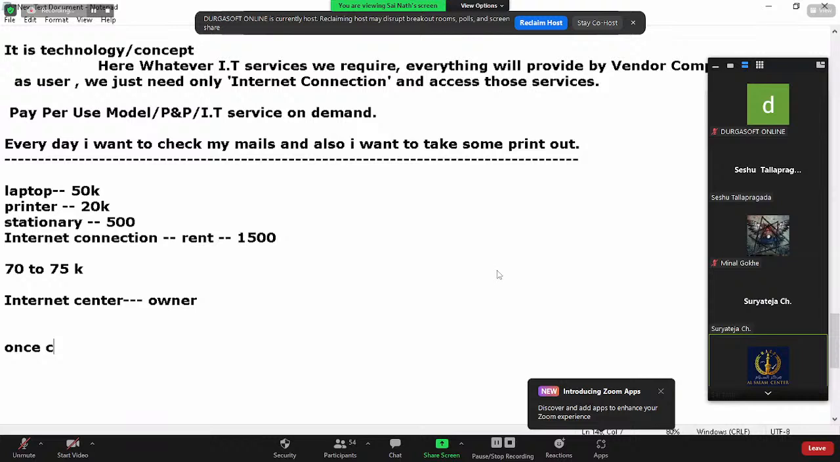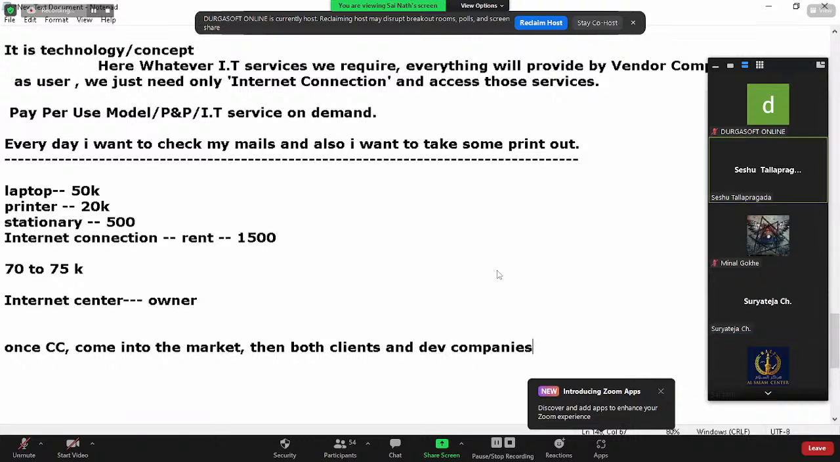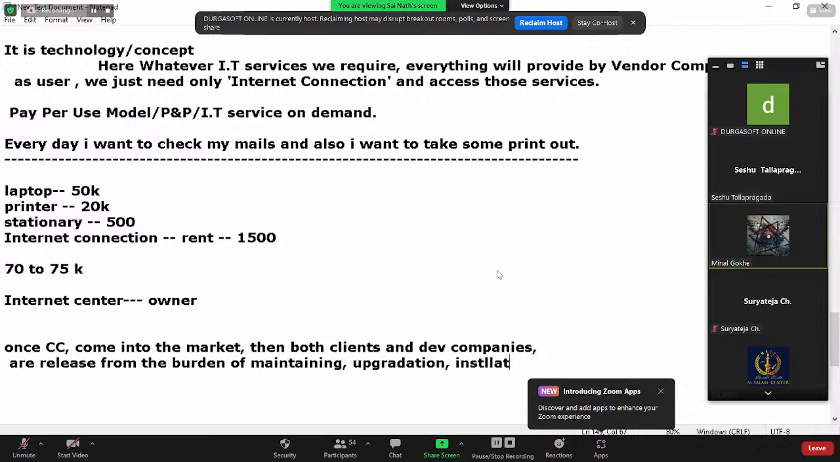Yes, sir. Once, you see, CC means what? Cloud computing coming into the market. Then both clients as well as development companies are released from the hardware, maintaining, upgradation, also installing, insurance. Everything will be taken care of by whom here? Vendor company.